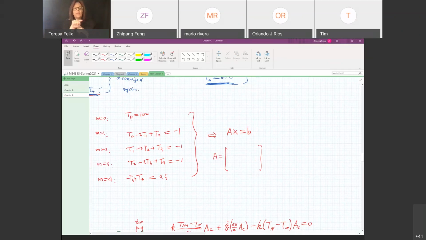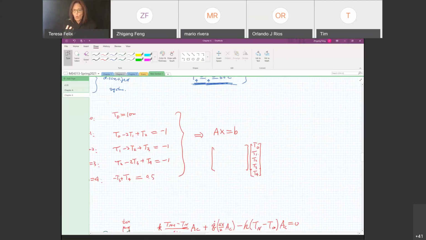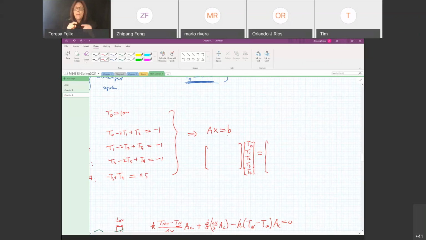So in this case, A is equal to the first equation. Let me define X first. X includes the unknowns at the node points: T0, T1, T2, T3, T4. Okay. And B is some constant matrix, which is 100, minus 1, minus 1, minus 1, 0.5.